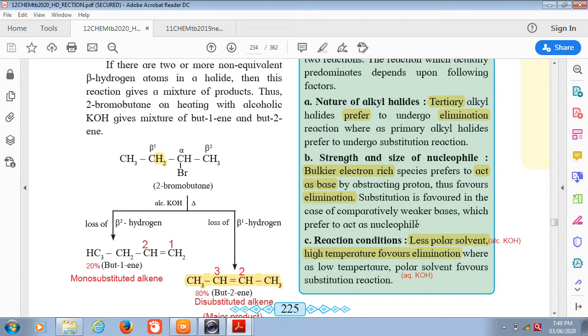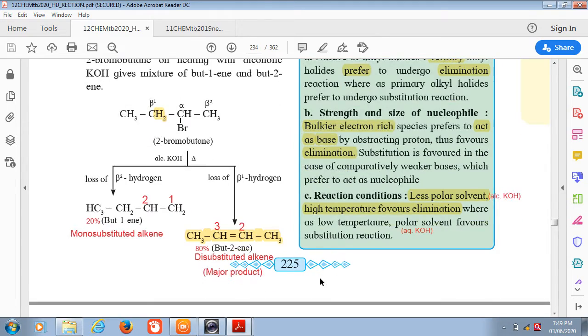And the third one is the reaction condition. Less polar solvent, alcoholic KOH, means KOH is dissolved in alcohol. Alcohol is not very polar, so it is less polar. High temperature favors elimination, whereas low temperature and polar solvent, that is aqueous KOH, where KOH is dissolved in water, favors substitution. For elimination reaction we require a strong base. So alcoholic KOH is a stronger base than aqueous KOH. This is the answer of your second question.